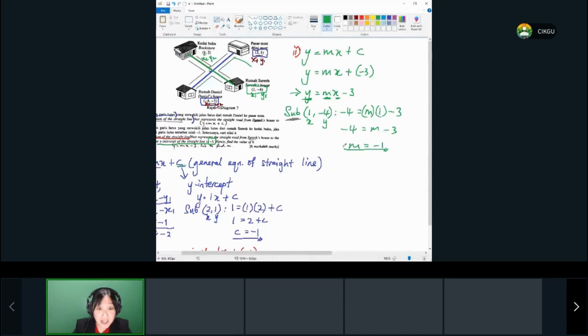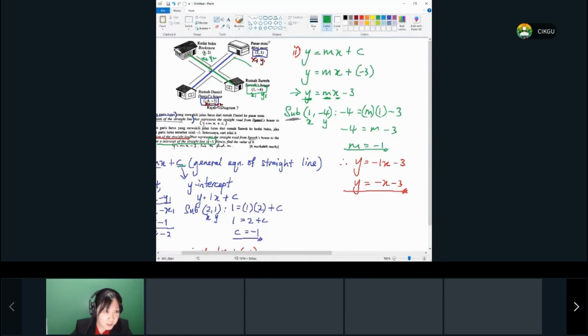So there we go. We have m, and of course we had c earlier already, so now we can complete the equation. I put red color already. My equation is y equals, my m is -1, x minus 3. Again, nobody writes 1x because 1 times x is x. So simplify this: -x - 3. Done.